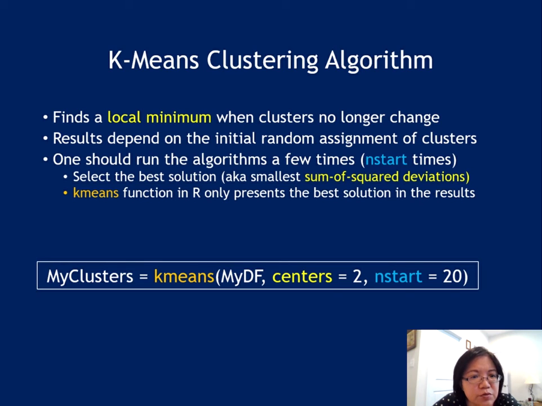So what we need to do is run the algorithm a few times and select the best solution. You can specify how many times you want to run the algorithm using the nstart parameter in the kmeans command. We usually run 20 times. You can run 25 times, 50 times, however you want. The kmeans command in R will automatically select the best solution after 20 runs, and it only gives you the best solution in the results. The best solution is the one with the smallest sum of squared deviations.